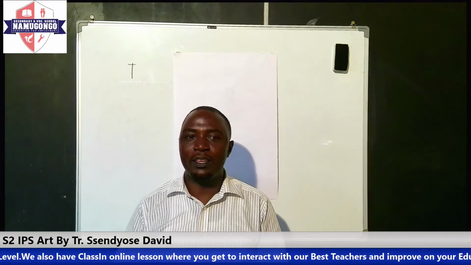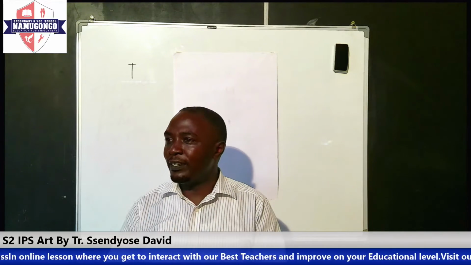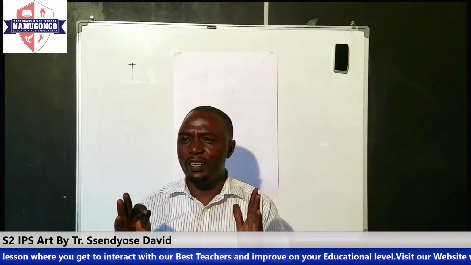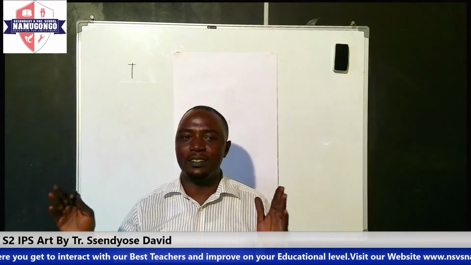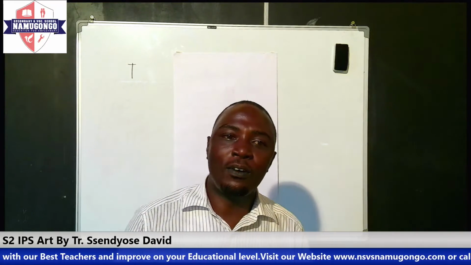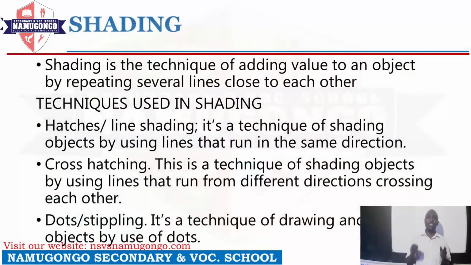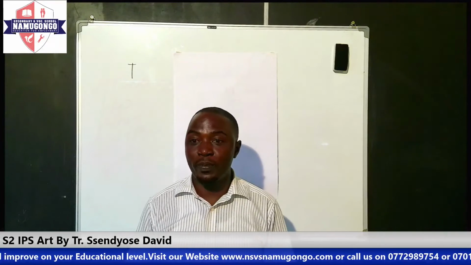So having looked at the objectives, allow me to proceed to the definition of shading as used in art and craft. We can refer to shading as the technique of adding value to an object by repeating several lines close to each other. That is how we can define the term shading. If you happen to find it anywhere, that is how you should define it.